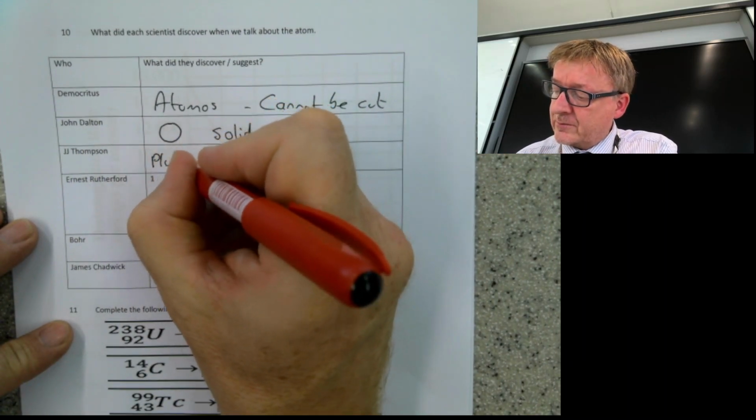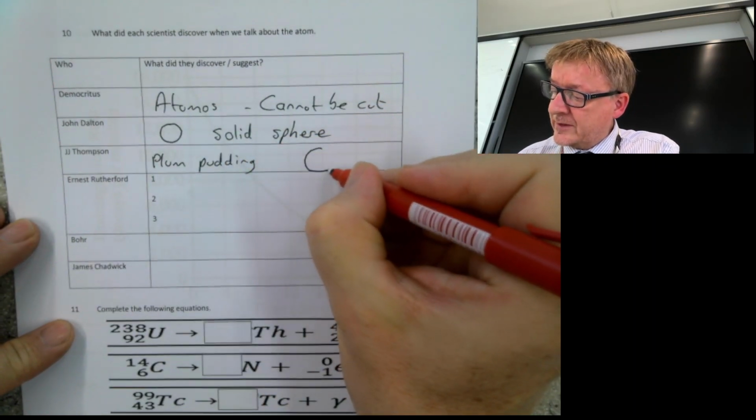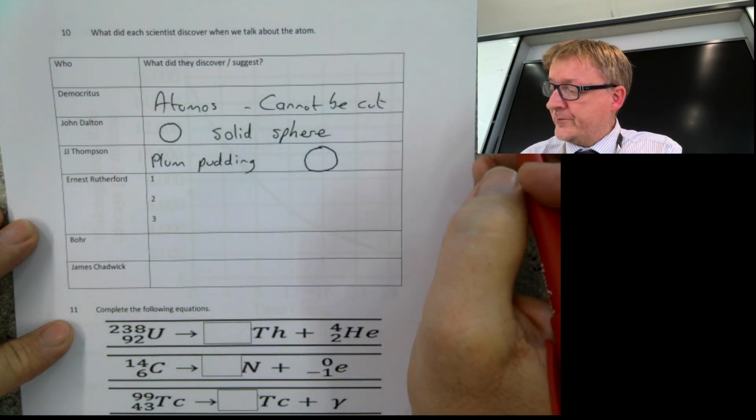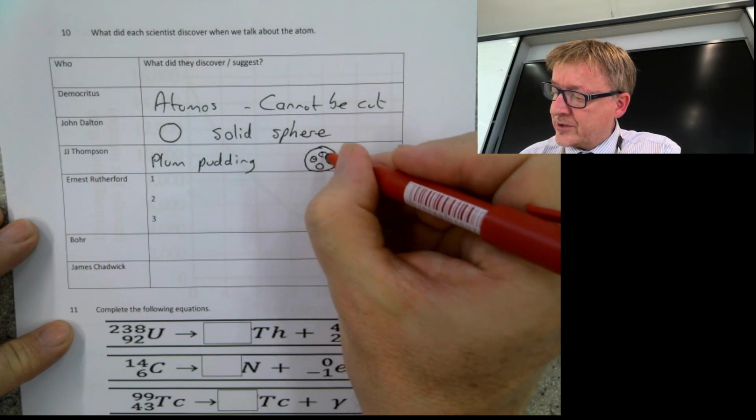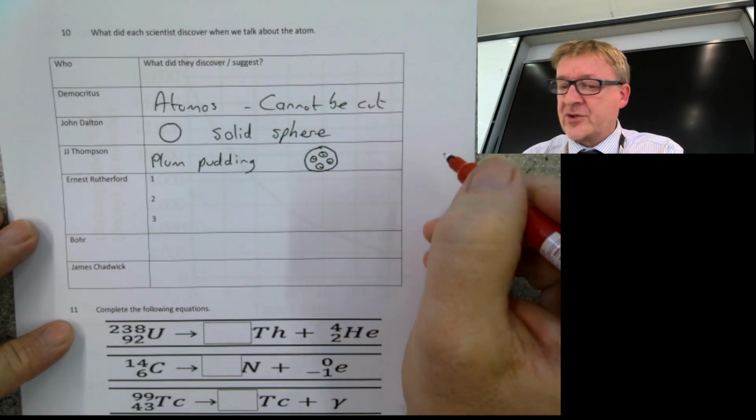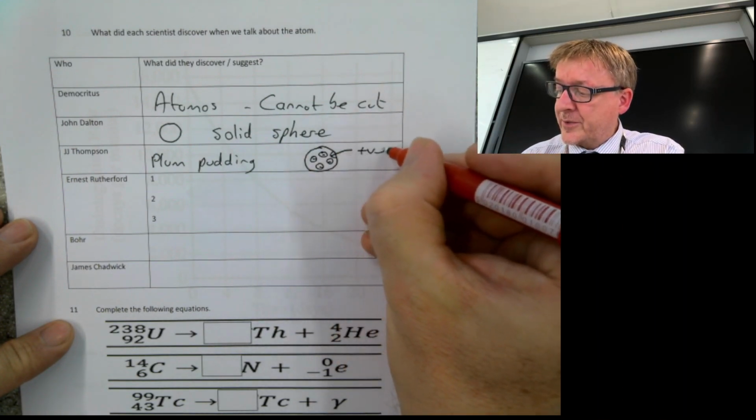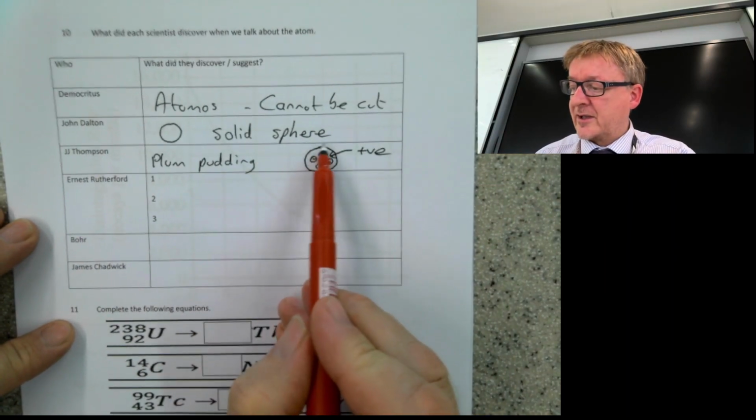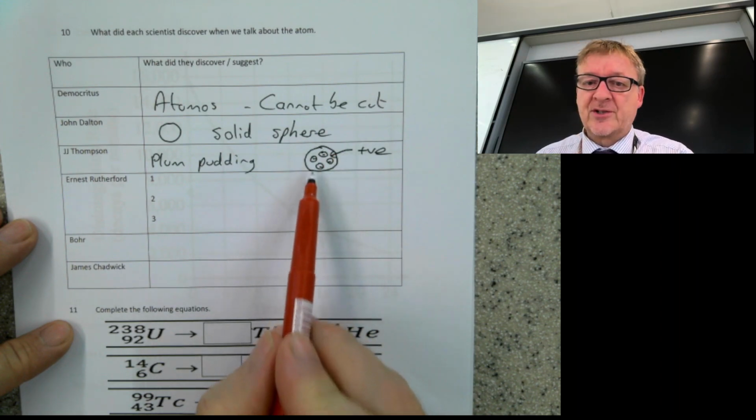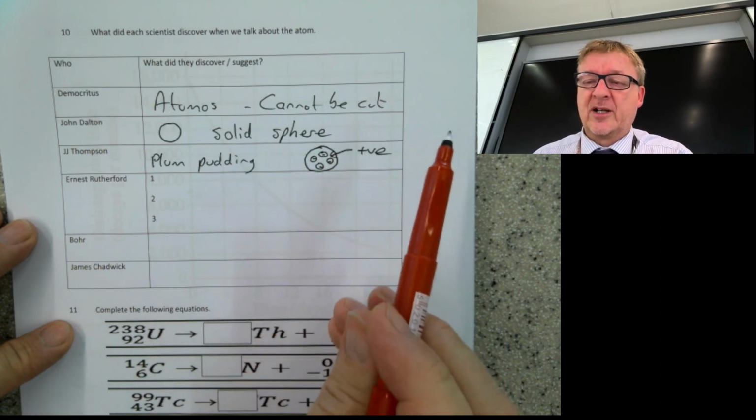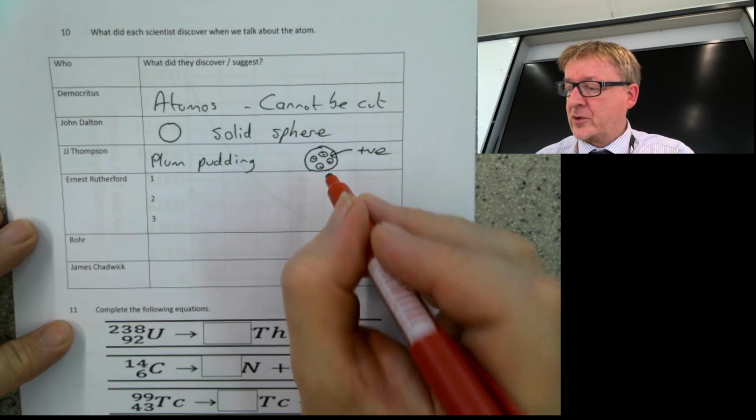J.J. Thomson came up with plum pudding. What that is, it is a sphere, and in it, it's got negative charges. Those negative charges are the electrons that are embedded in, and the doughy bit is positive. So his plum pudding is like a positive doughy pudding with negatively charged electrons within it. Some people call it a bit like a chocolate chip cookie, where the cookie bit is the positive and then the chocolate is the negative bit.